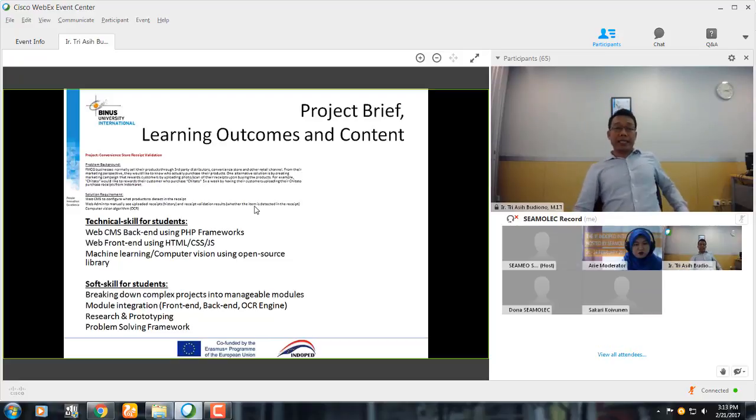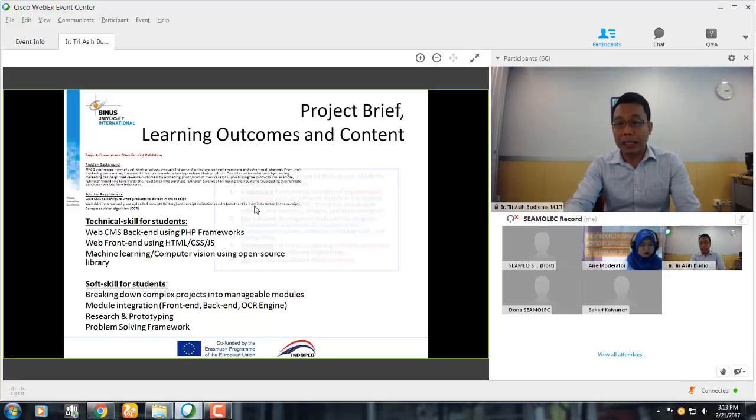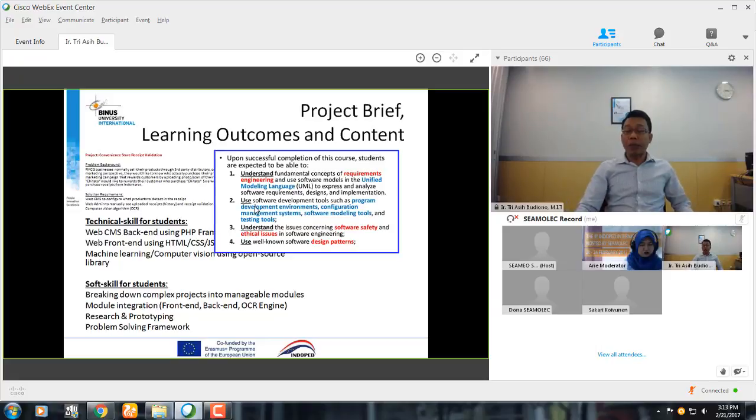This is the project brief that was supposed to be done by the student. What is interesting here is that it defines the technical skills that should be achieved by the student. It includes web CMS backend using PHP frameworks, web front-end using HTML, CSS, JavaScript, machine learning, and computer vision using open source libraries. They also define the soft skills to be achieved, for example breaking down the complex project into manageable modules, and then module integration, front-end, back-end, OCR engine, research and prototyping, and problem-solving framework.